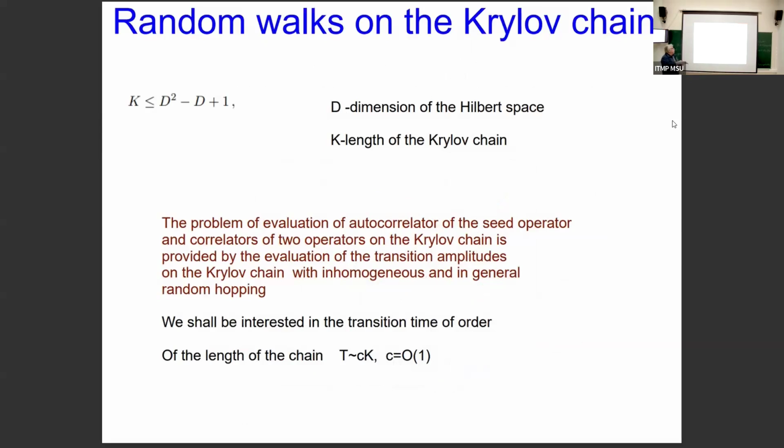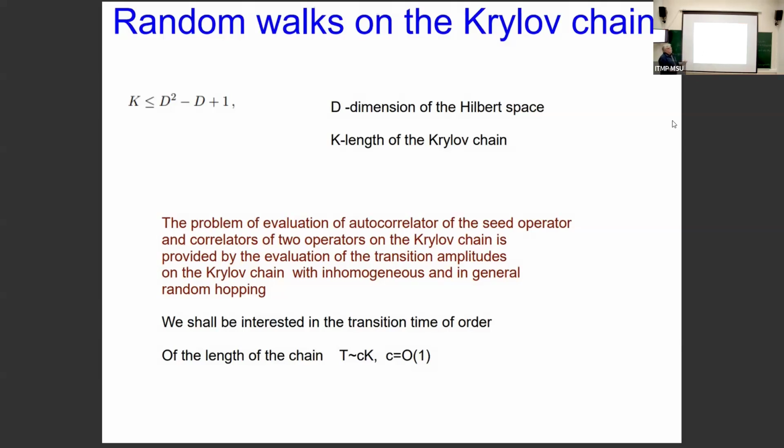The restriction for the size of the spin chain looks as follows. It's not complicated mathematics, showing that the dimension of the Krylov space cannot exceed this value.